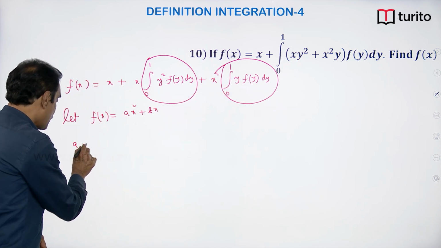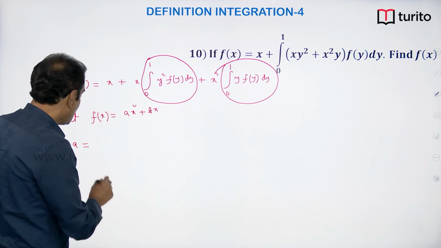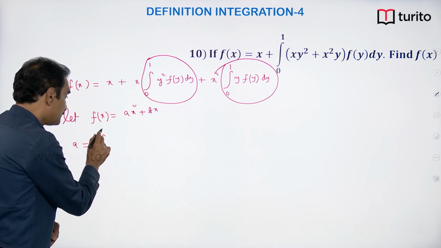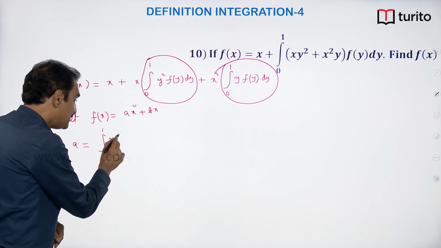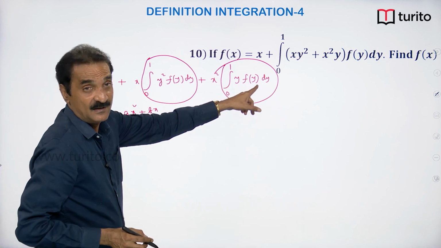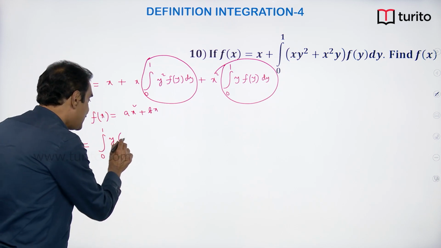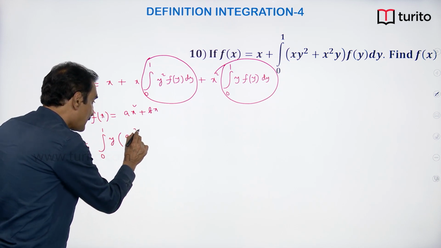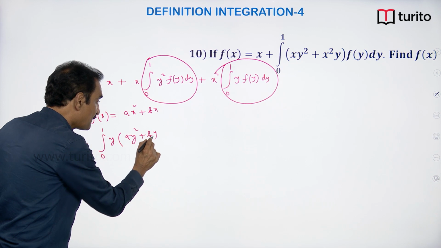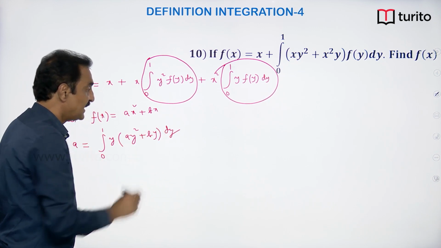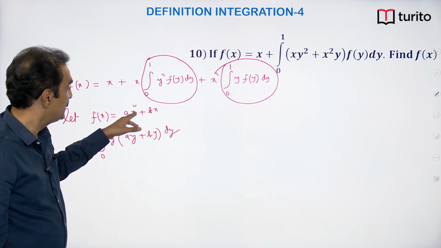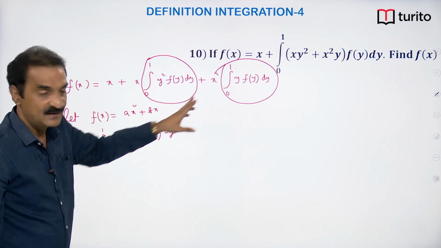A is equal to integral 0 to 1 y into f of y. Already we assumed f of y like this, no? So f of y will be ay square plus by dy. Okay, a is equal to the coefficient of x square.